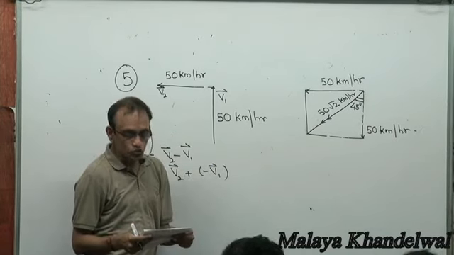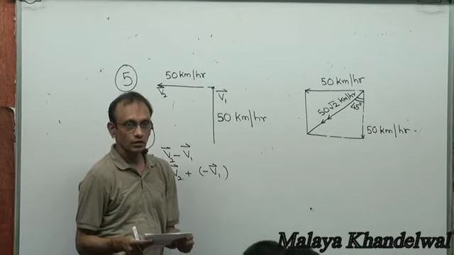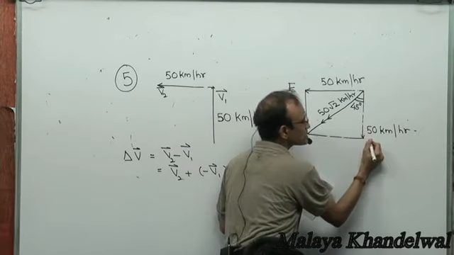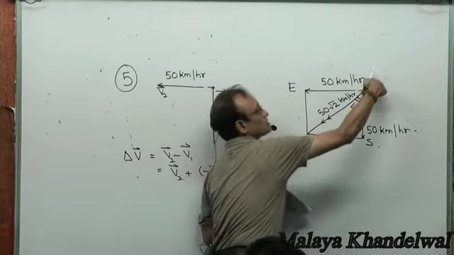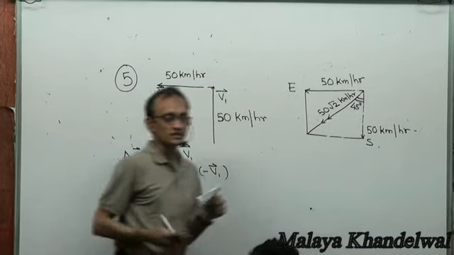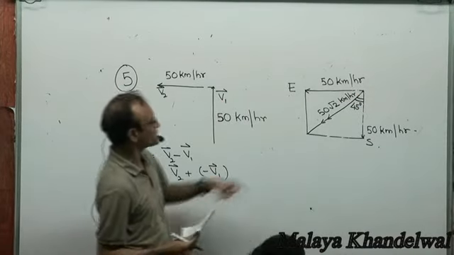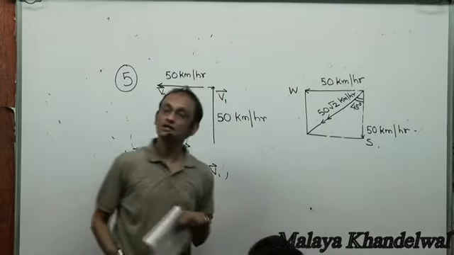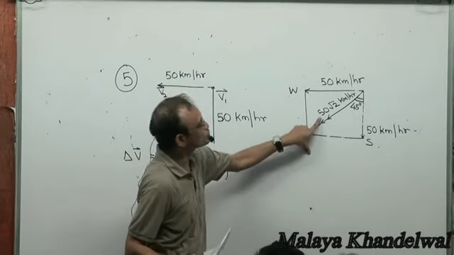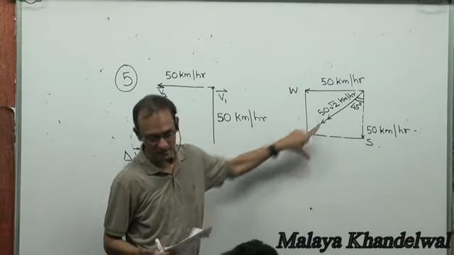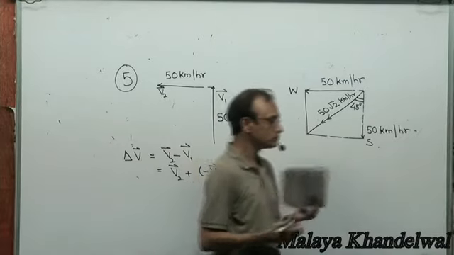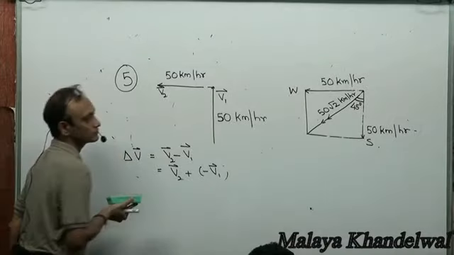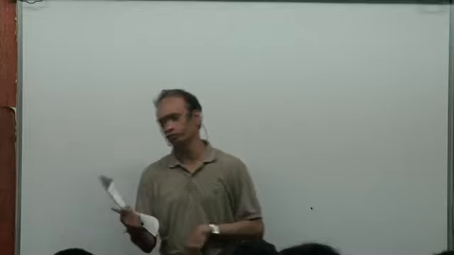So 50 root 2 kilometers per hour. What's the direction? This is east, isn't it? This is south. So this is southeast. Oh, sorry, this is west, leftwards west. So this would be southwest. 50 root 2 southwest. So far so good, right?